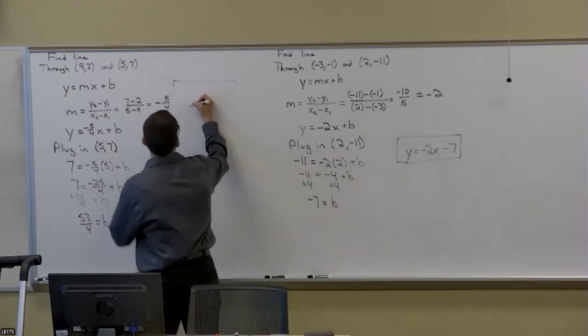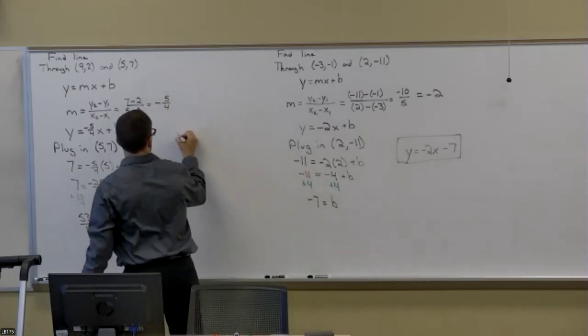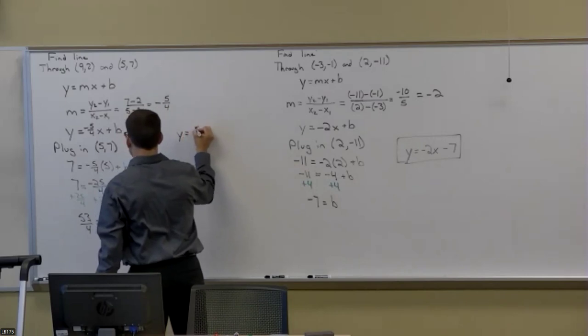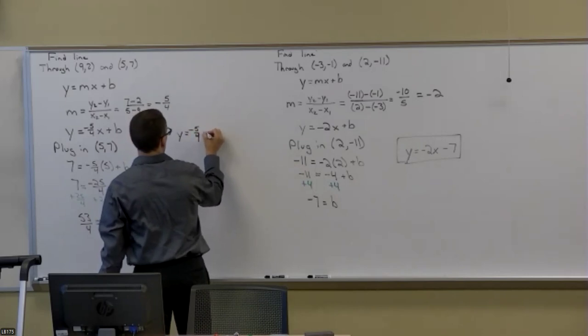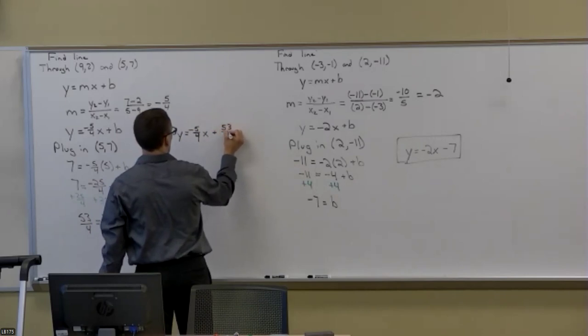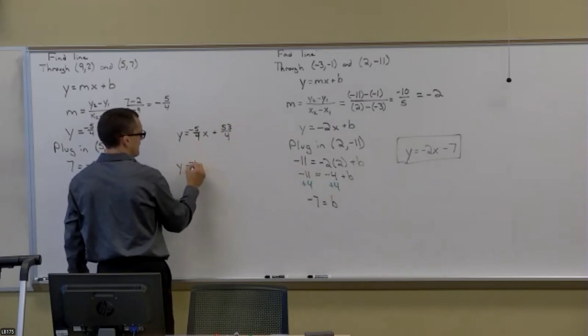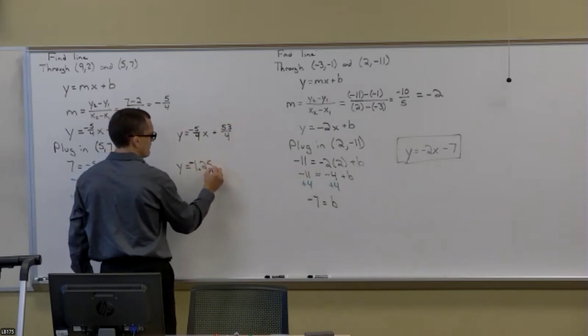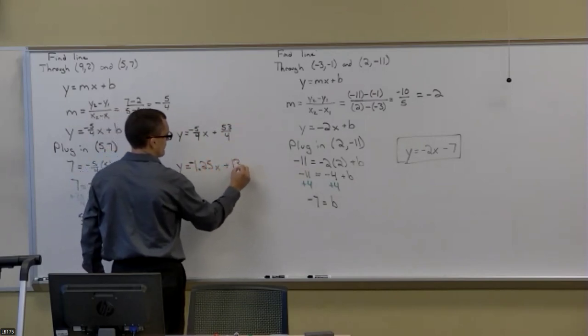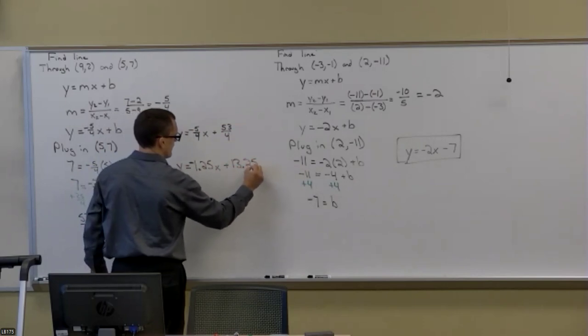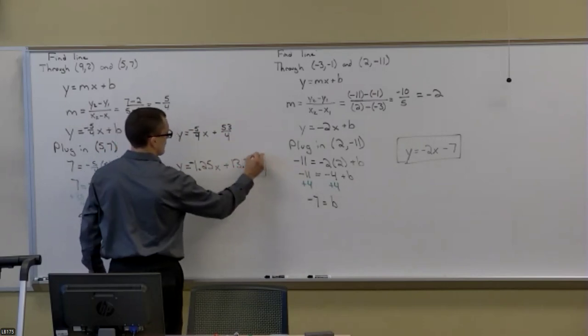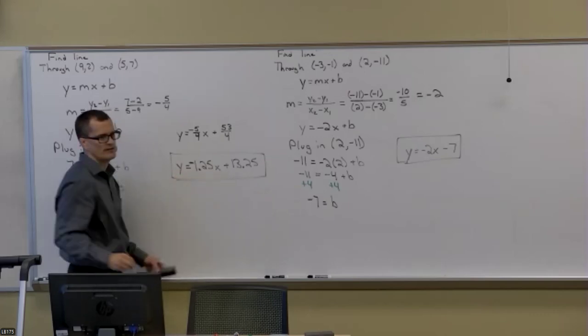So if I'm writing this with fractions, it's y is equal to negative 5/4 times x plus 53/4. And if you wanted to write that as Moodle asks you to write that, it'll be y equals negative 1.25 times x plus 13.25. Either way is okay on your notes, but Moodle's going to want that version.